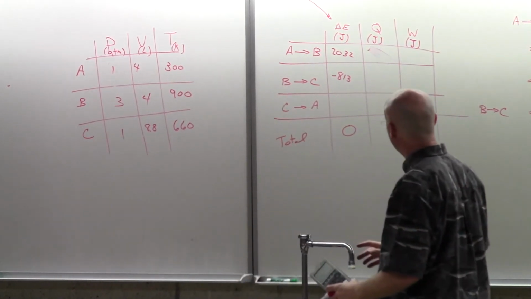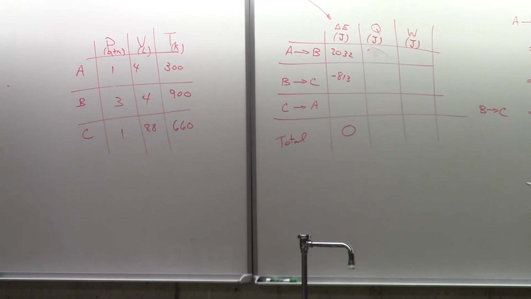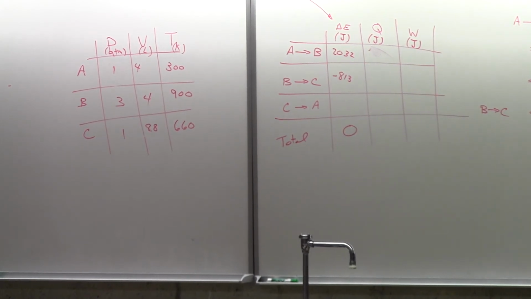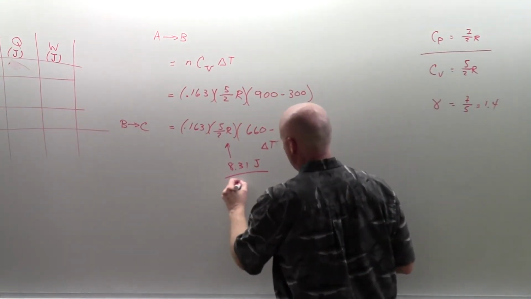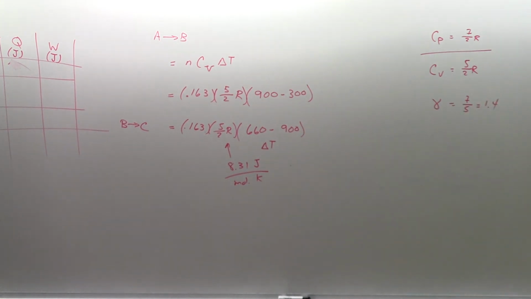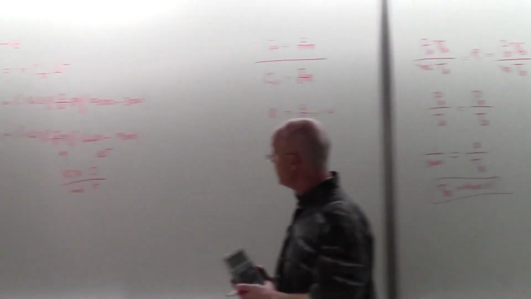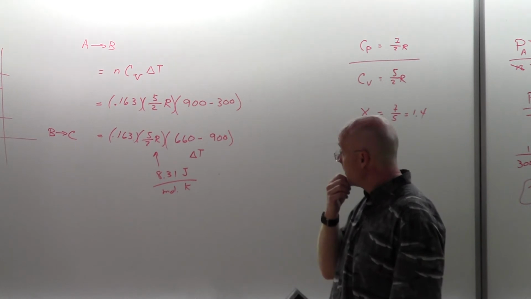Where are you getting that number? Because you're getting it from that equation, right? What is your R unit? R is 8.31 joules per mole per Kelvin. It'll never change. That's the constant. The work for B to C is going to be the same number, right?